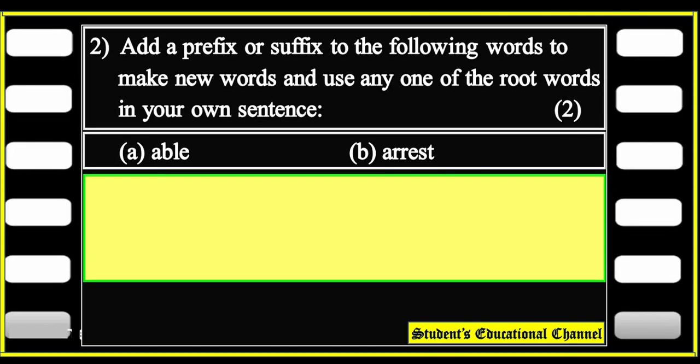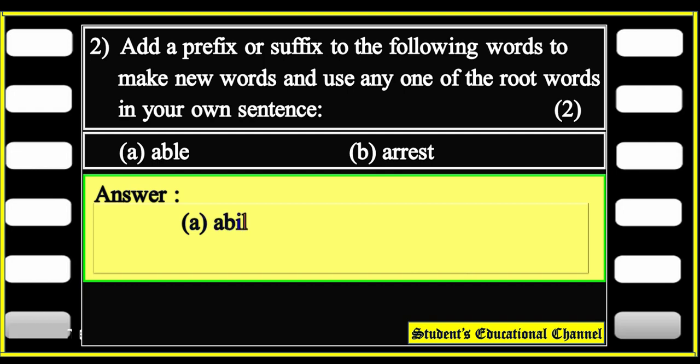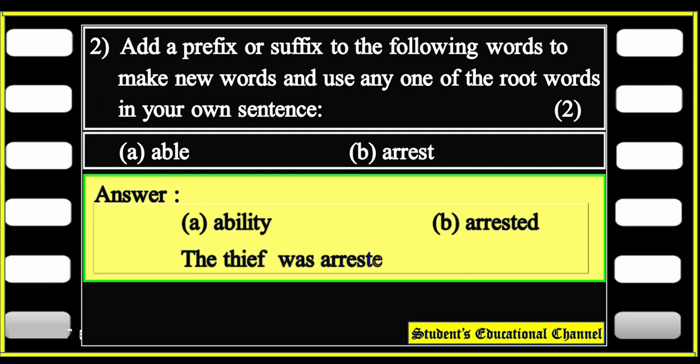Second, add a prefix or suffix to the following words to make new words and use any one of the root words in your own sentence, 2 marks. A. Able. B. Arrest. Answer: A. Ability. B. Arrested. The thief was arrested by the police.